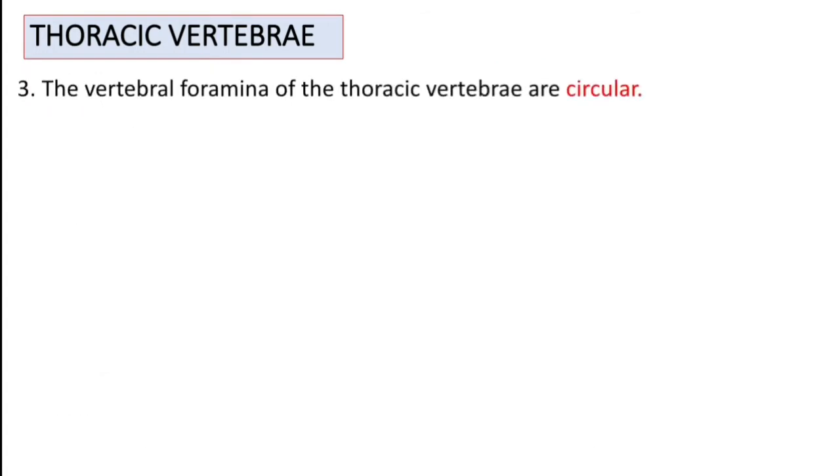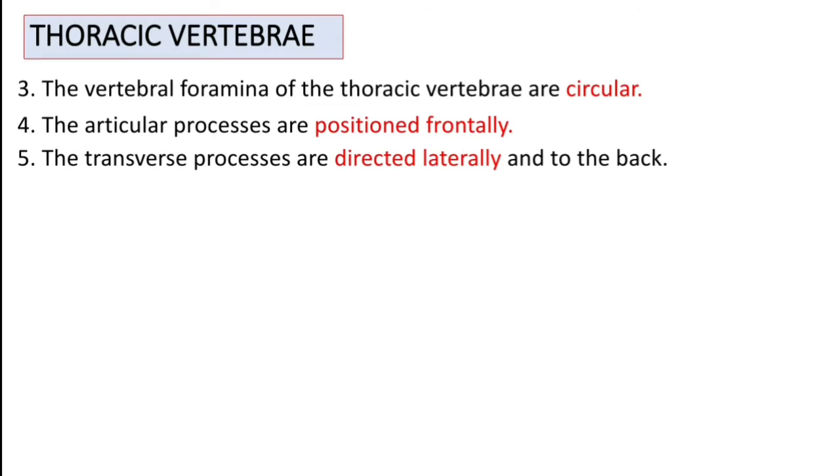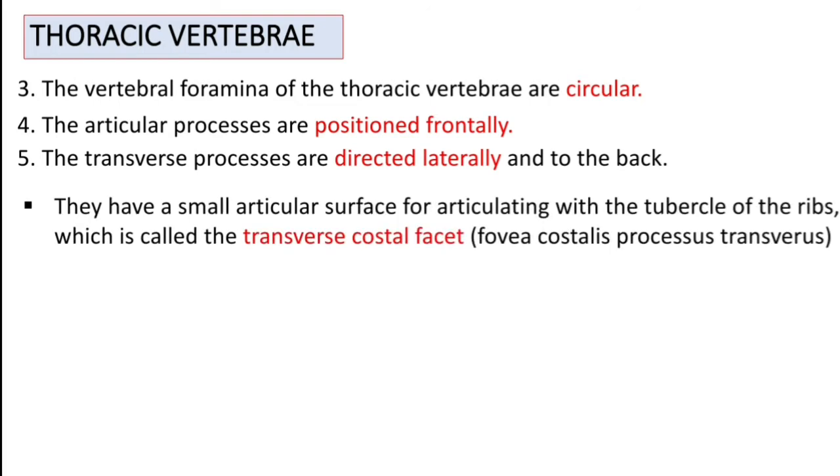The vertebral foramen of the thoracic vertebrae are circular. The articular processes are positioned frontally. The transverse processes are directed laterally and to the back. They have a small articular surface for articulating with the tubercle of the ribs, which is called the transverse costal surface, fovea costalis processus transversus, right?